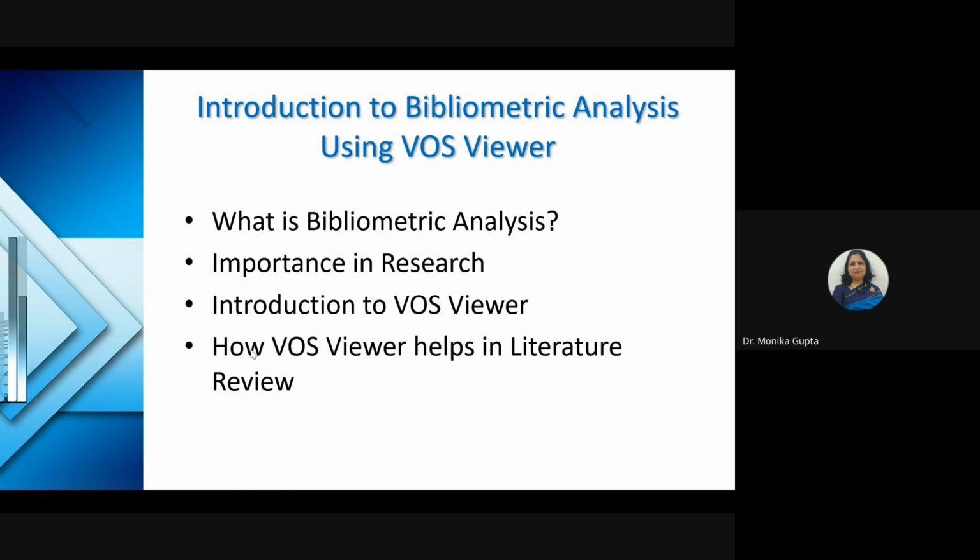So the question arises, what is bibliometric analysis? Bibliometric analysis is a quantitative approach to analyze academic literature, allowing researchers to measure the impact and explore relationships between publications. It helps identify, please listen carefully, it helps identify trends, influential papers, and research gaps.